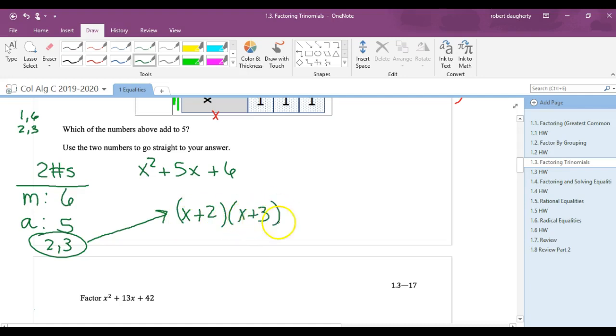So if that box that I drew a minute ago confused you, these are the steps. Okay. When you see something that looks like x squared plus bx plus c, you're going to need to find two numbers that multiply to give you c and add to give you b. Once you find those numbers, you go straight to your answer. Okay?